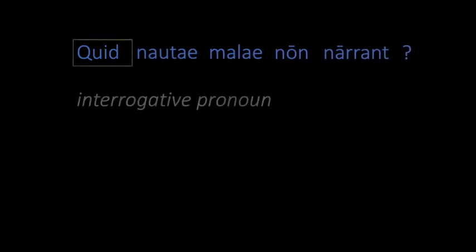Quid nautai malai non narant? Okay, first word. Quid. This is part of the vocabulary for this chapter. It's just like quis, but instead of who, it means what. So it's an interrogative pronoun. Its form could be either nominative or accusative, so it could be the subject or the direct object. It's impossible to tell at this point, but it doesn't matter to the English. It's what, either way.